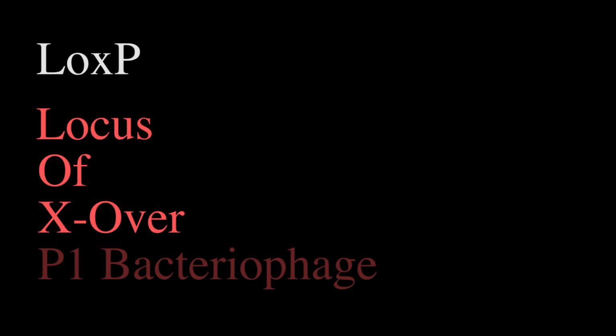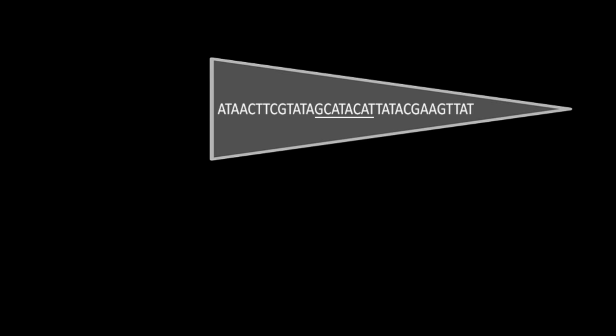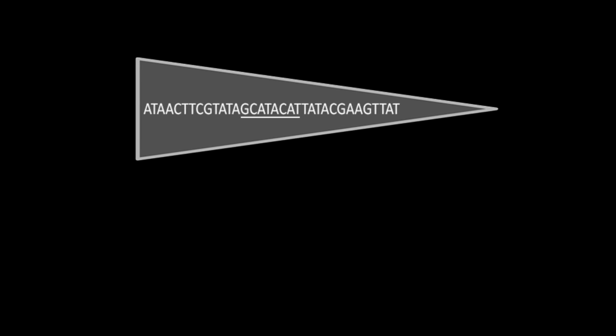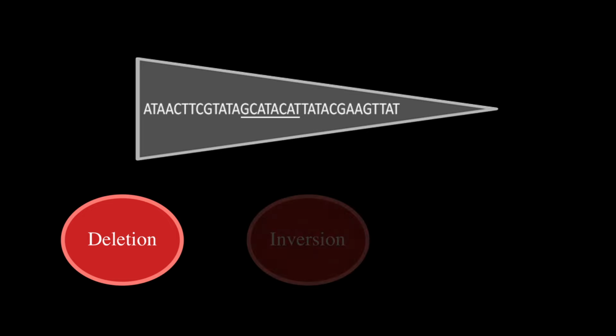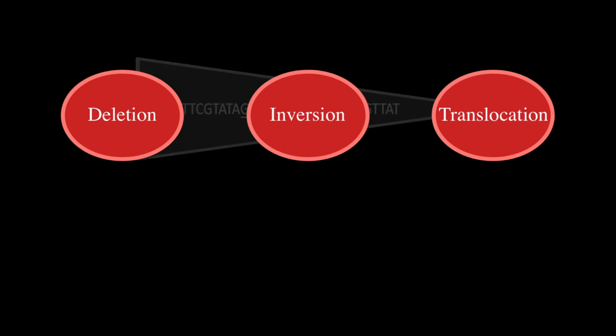The name LoxP comes from the locus of crossover in P1 bacteriophage. LoxP is a site on the P1 bacteriophage consisting of 34 base pairs. This includes two symmetric 13 base pair sequences and an asymmetric 8 base pair sequence. Because of the asymmetry of the LoxP site, Cre-recombinase can either catalyze a deletion, inversion, or translocation of the genetic sequence between the sites, depending on the orientation of these LoxP sites.